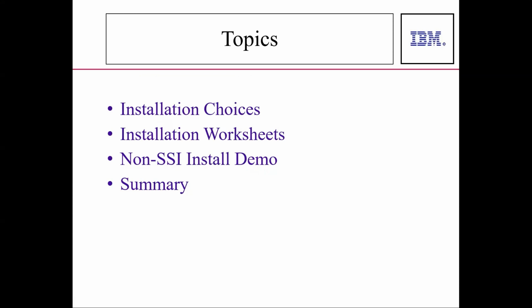We'll look at the choices you have to make when you're doing an installation or planning an installation, and how the worksheets can help you with that. Then we're going to go through some demos of installs. Hopefully they'll work. I'm going to start up a single system non-SSI install in an LPAR. And then since that takes quite a while to finish due to our kind of slow HMC SE connections, I'm going to start up an SSI installation second level just to see the differences there. So hopefully this will give you a good sense of the installation.